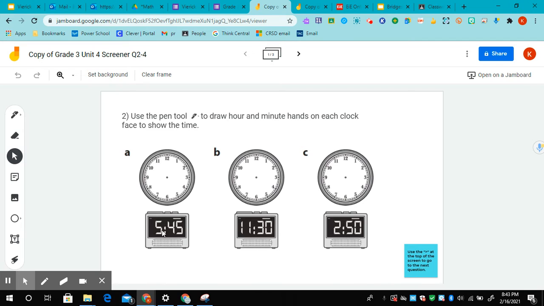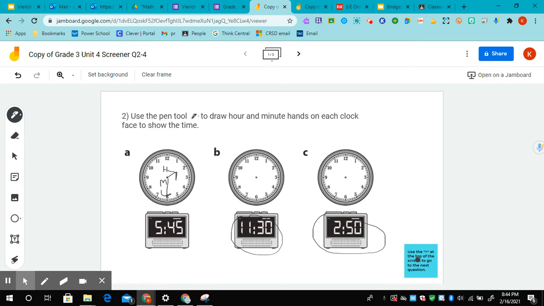So here you'll see on the digital clock it says 5:45. You'll click the pen tool and then you will draw the hour hand. That's not right, remember, and the minute hand. We would like you, and you will in this unit, to label your hour hand and your minute hand. Hint, hint, the hour hand is a little shorter than the minute hand. So you'll draw the hour hand and the minute hand for 11:30 and then also for 2:50.